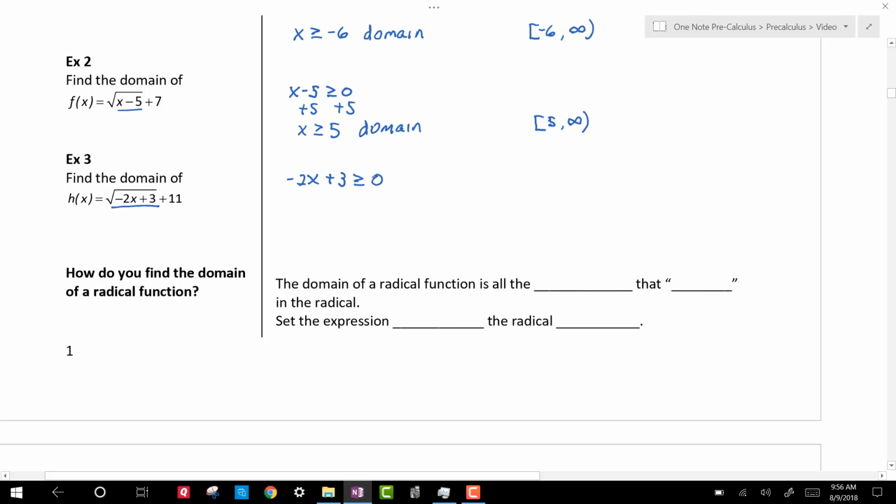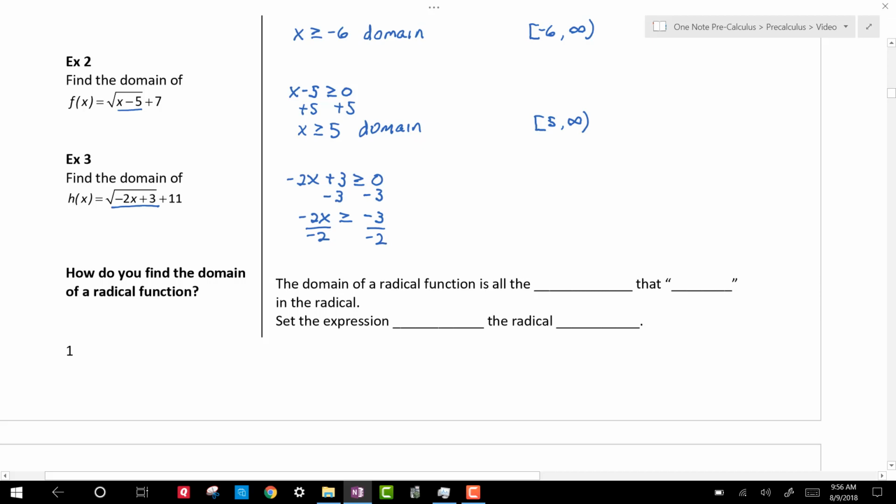Okay, well, Mr. Cornelius, how does -2x stay positive? Well, let's solve it and see what happens. Let's do exactly what we did on the other ones. Let's subtract 3. So that's -2x is greater than or equal to -3. We're going to divide out the -2.